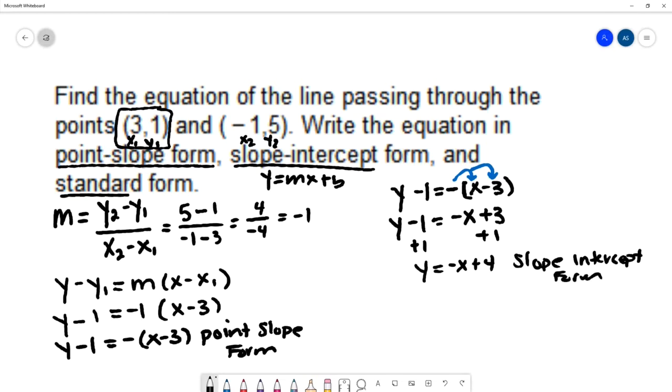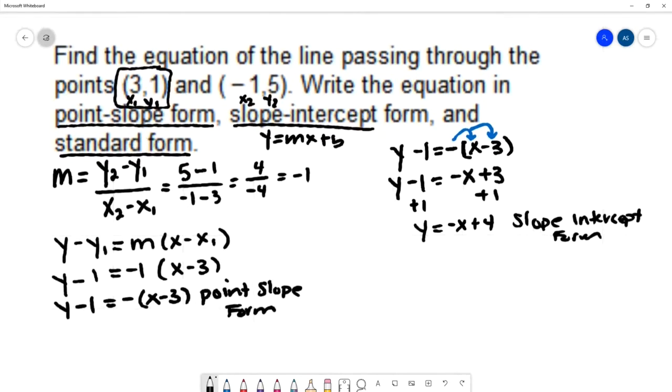And then finally, we want to write it in standard form. Standard form is when you have your x and your y term on the same side. So that's ax plus by equals c. So standard form is when you have your x and y term on the same side, your constant on the other side. So we can start with our slope-intercept form, y equals negative x plus 4, and we want to move the x and the y terms to the same side.